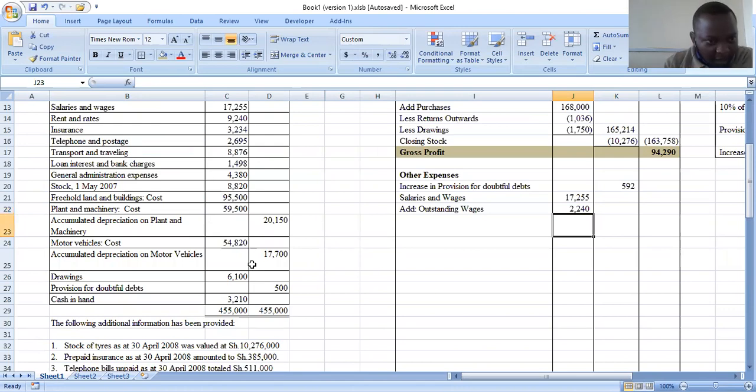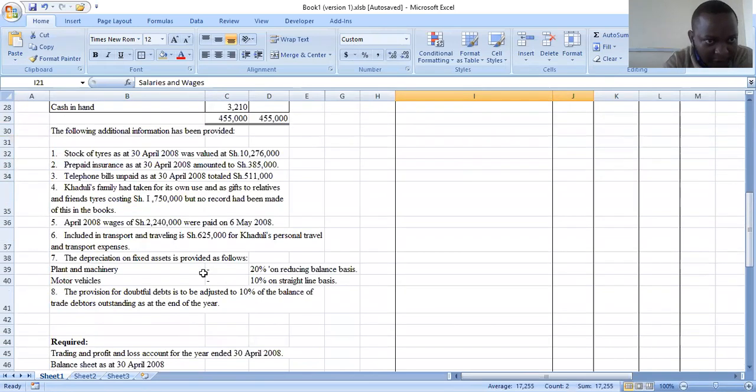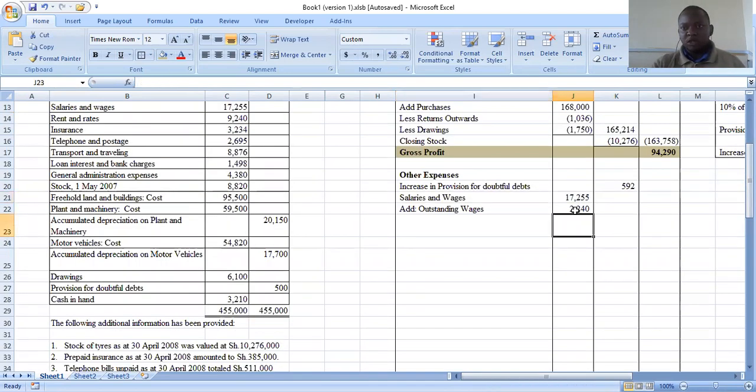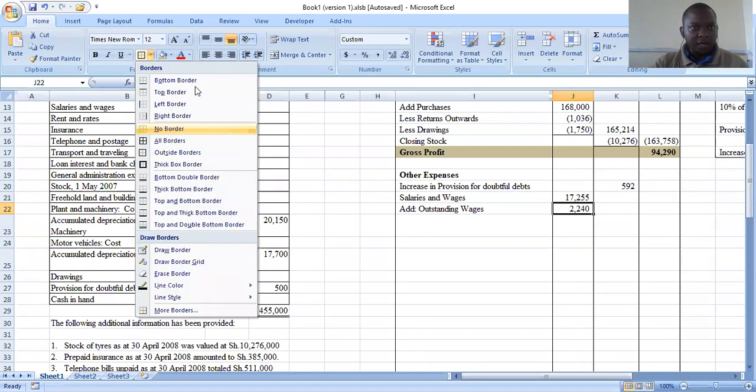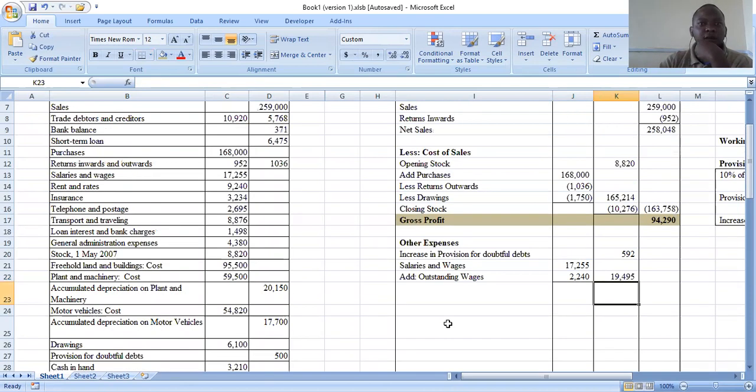Any other additional information regarding salaries and wages? Prepaid insurance, telephone bills. So we have no other additional information for salaries and wages. So therefore, our total salaries and wages should be equal to 17,255 plus 2,240, which is 19,495. So we move on to the, sorry, yes?